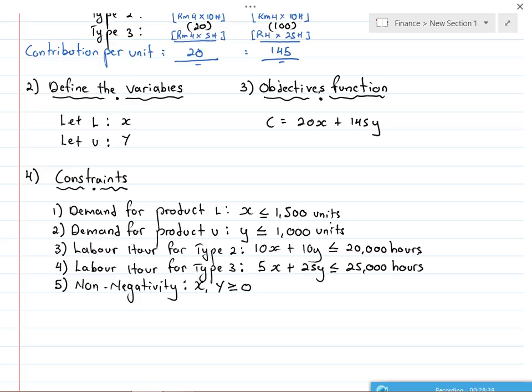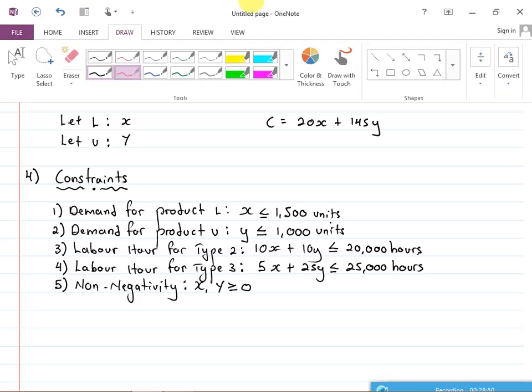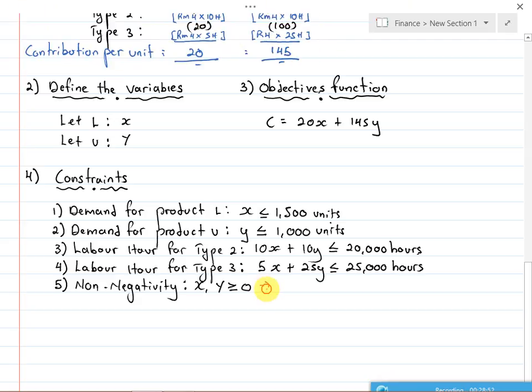Why is it called more than or equal to 0? You should not get any loss. That's the reason. What is this actually? This is what we call maximum profit with minimum cost.